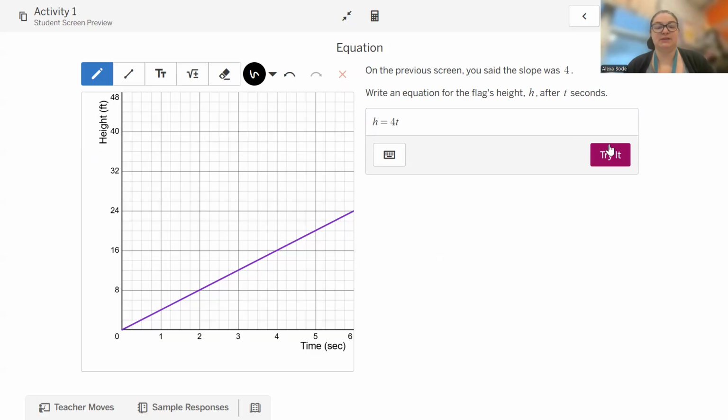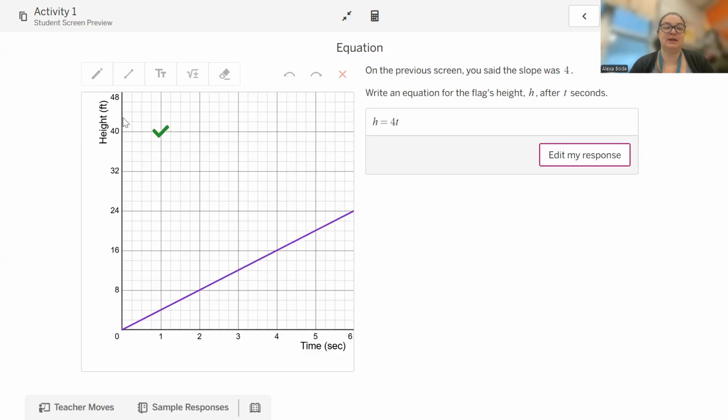When you press try it, you'll see that the line matches up with the original. So if it is a proportional relationship, it is going to be the dependent variable, what's on your y-axis, equals your slope times your independent variable, what's on the x-axis.